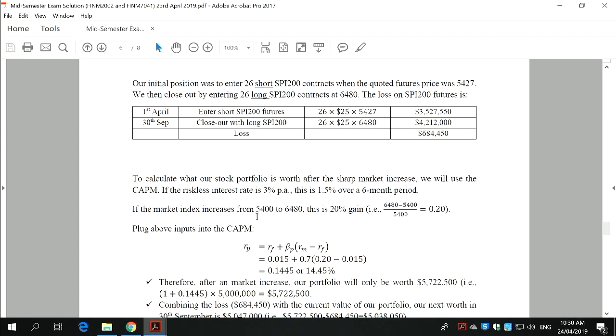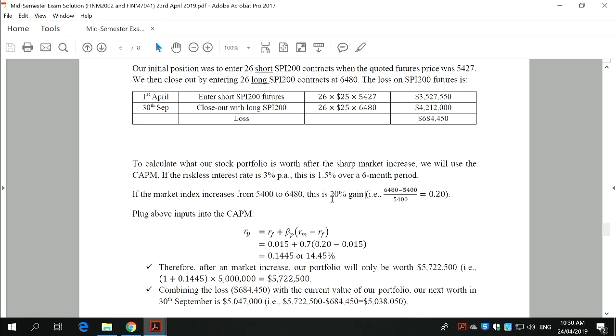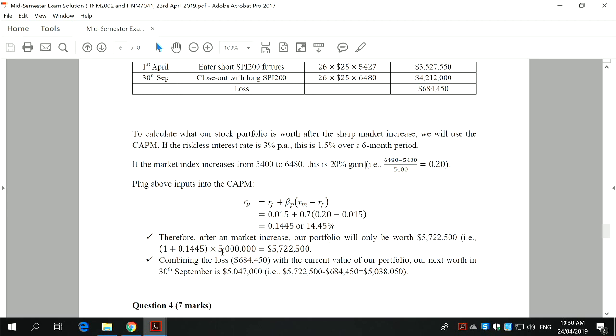Okay? Now you need to work out what is the market return over the past 6 months. So the market increased from 5,400 to 6,480. So that's a 20% increase in the market portfolio. So you plug that into your capital asset pricing model, and your portfolio also increased during the same period, but by a smaller magnitude because your portfolio has a smaller beta, right? So if the market increased by 20%, your portfolio increased by 14.45%, right?